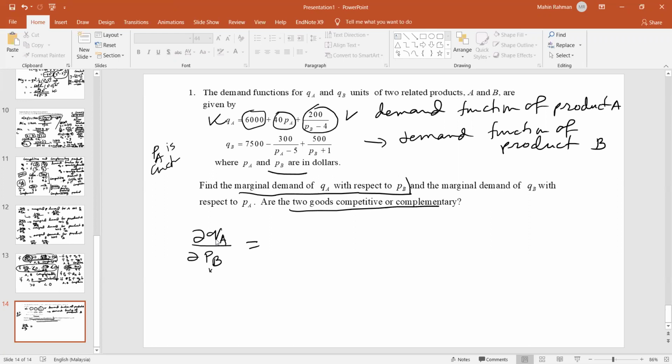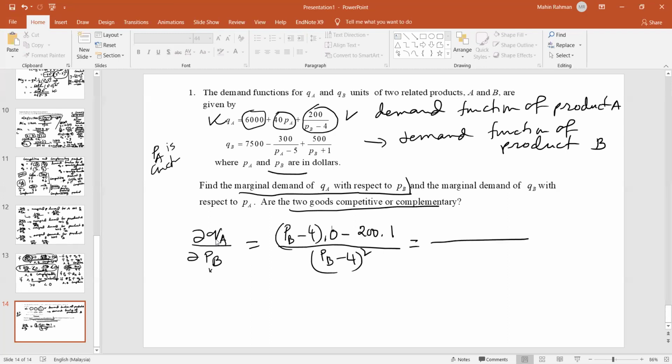So 200 by PB minus 4, we can follow the quotient rule. First write down PB minus 4, then multiply the derivative of 200, which is 0. Then minus, you write down this one, 200, then multiply the derivative of PB minus 4, which is 1, because the derivative of PB is 1 and the derivative of 4 is 0. Then divided by PB minus 4 whole square.